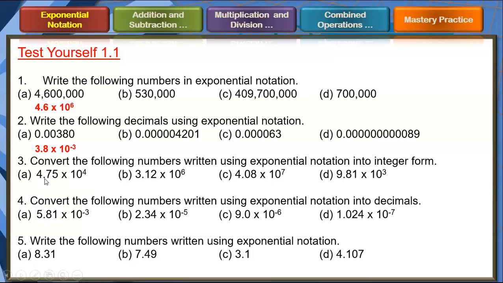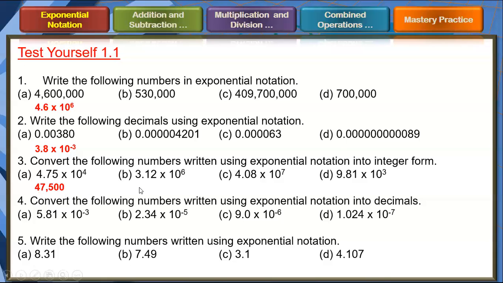All we have to do is to move the point to the right. 1, 2, 3, 4. So just put it in your mind and try to imagine how many zeros we are going to add to this number. So 75 is already 2 digits, so we just have to add 2 more zeros. So in that case, this becomes 47,500.